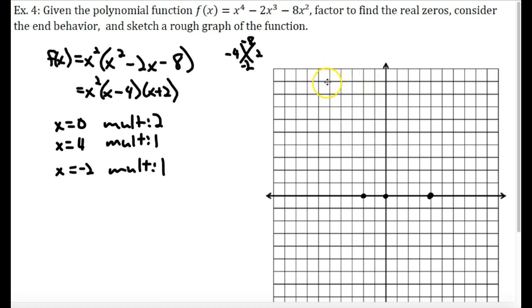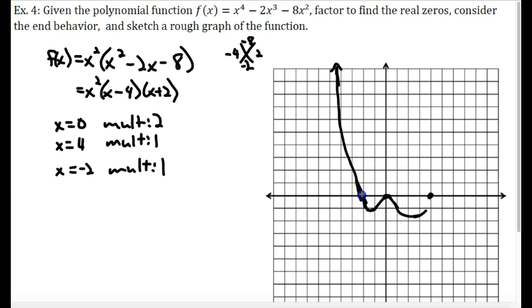So if we want to sketch a rough graph here, at negative 2 we're going to cross. I don't exactly know where I am over here, but I know I'm going to be going up. So I'm going to cross here. Then x equals 0 has an even multiplicity, right? So I'm just going to come up and touch right here, and then bounce back down. This is a rough sketch, right? I don't really know how far down to go. We could plug in points, but we're not going to worry about that right now.